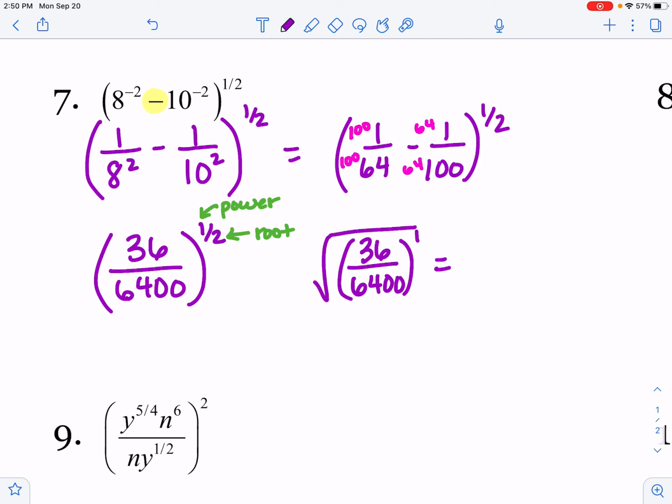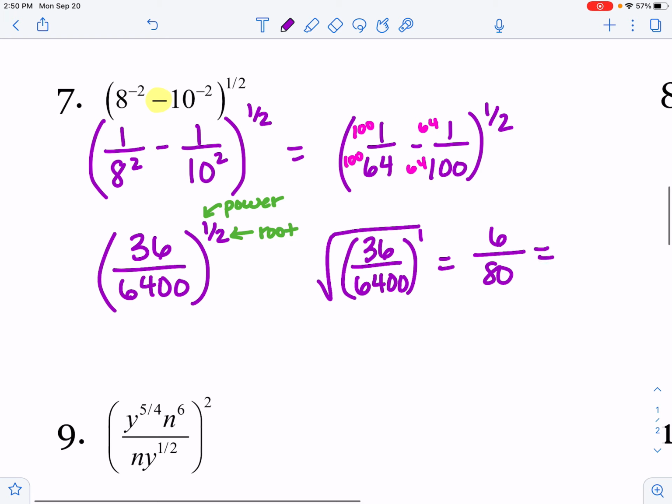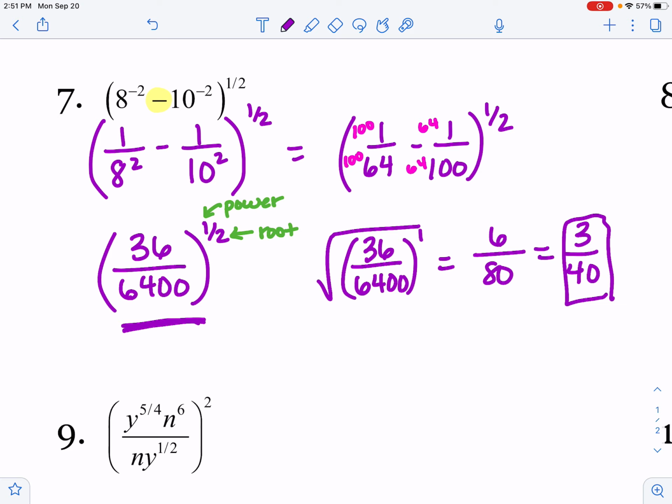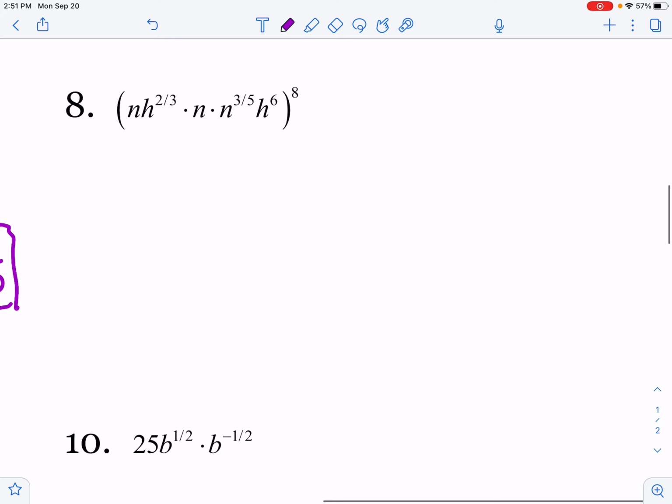So the square root of 36 is 6. The square root of 6,400 is 80. And then you would simplify to get the same thing. Most of you will probably use the calculator and then go straight to the 3 over 40. So now we're back to the letters with multiplication between them, so I can go back to distributing that exponent.